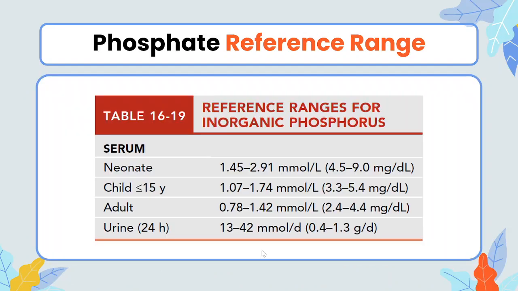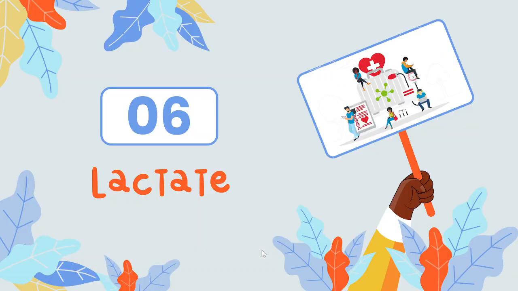So, that's all for your phosphate. For the reference range, that would depend on the age of our patient, so whether they are neonates, children, or adults. So, kindly take note of that. And then you have your 24-hour urine collection. So, next we have your lactate.